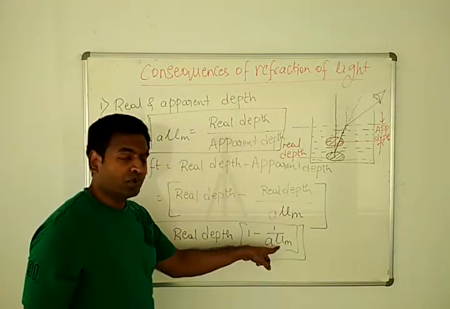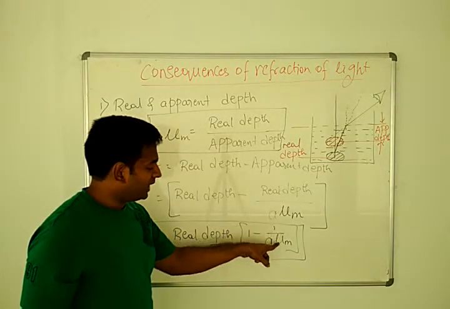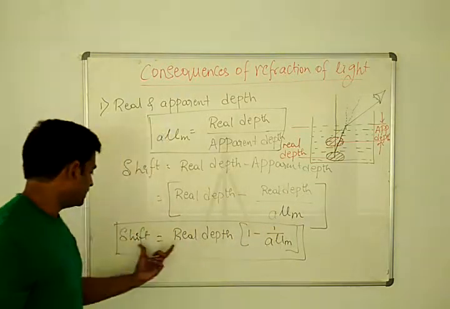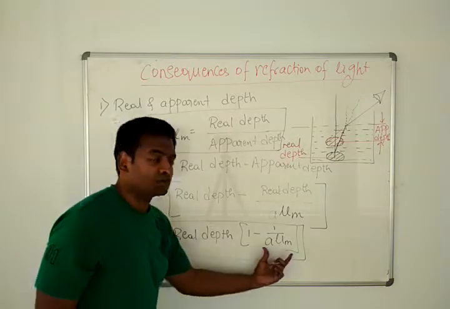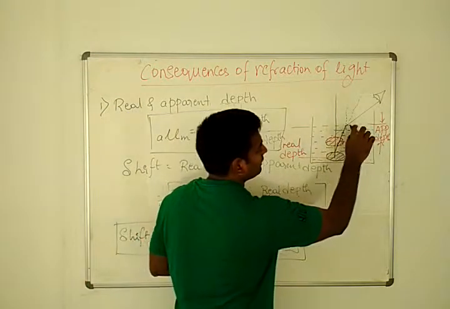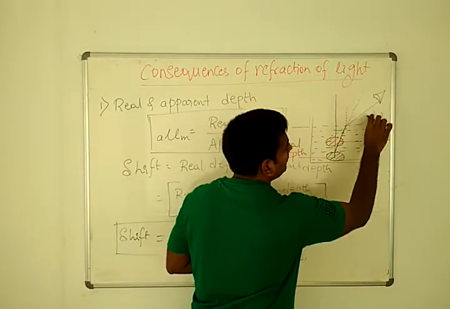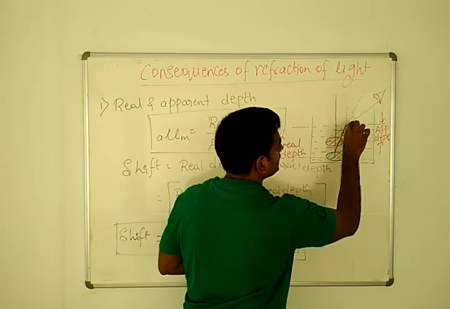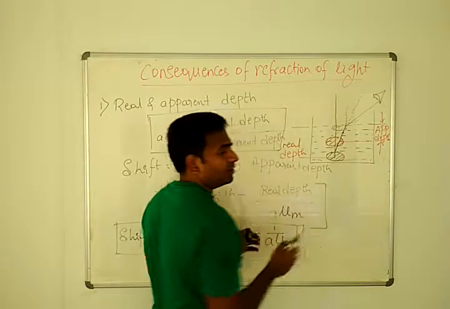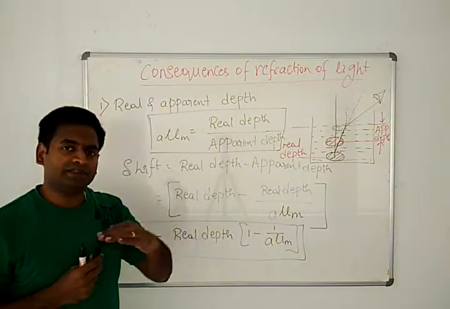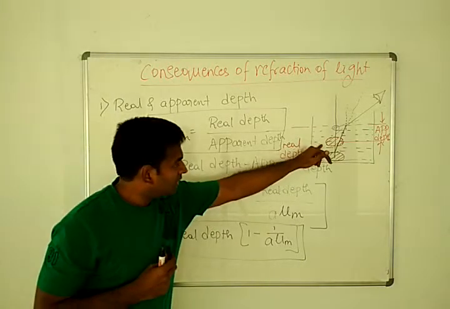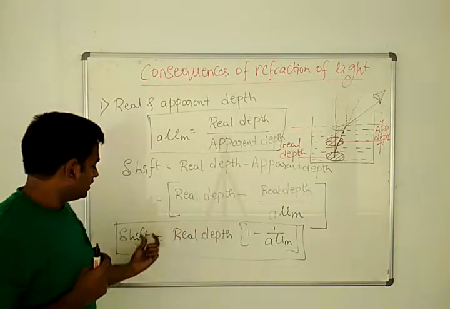If my mu is more, then 1 by mu is a smaller number, and 1 minus a smaller number is a bigger number. So I will get the shift as more. If there is more bending, then there is more shift. That you can see even from here. For example, if the bending is this much instead of this much, then you would see the object here instead of here. That means there is a lot of shift. So it depends upon how much the light ray bends. If the bend is more, or the refractive index of the denser material is more, then the shift is also more.